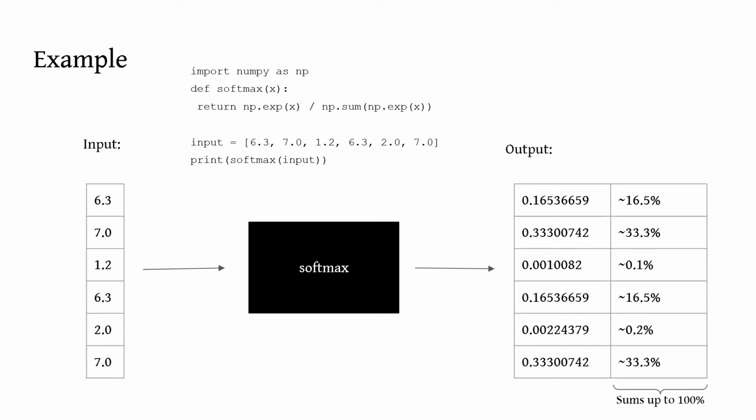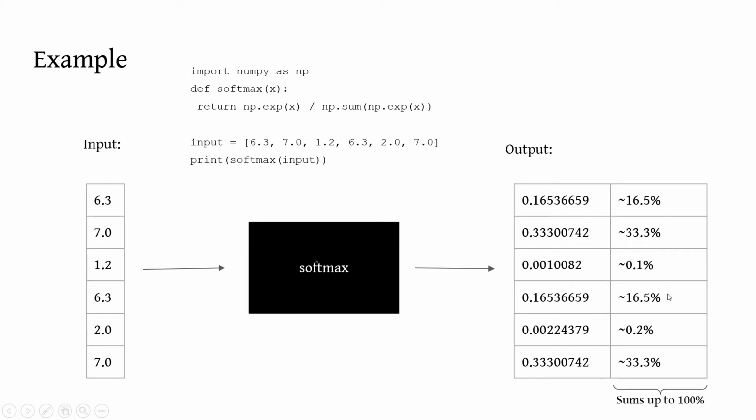So here's an example of a Python script. And I'm not going to go into detail of what's happening right now. I'll do that in the next slide. But just to give you an overview of what you should expect, as you can see here, given an input, here we have a vector of 6 elements. We have 6.3, 7, 1.2, and so on.